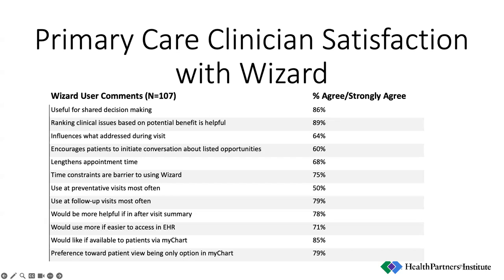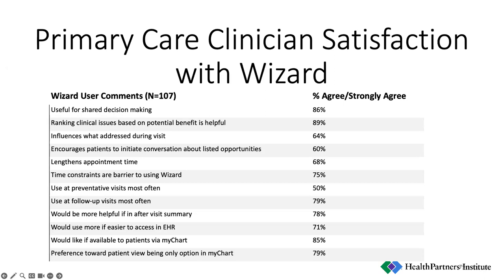And remember that primary care visits are usually not oriented towards cardiovascular risk factor control. Oftentimes the patient's list of items includes things like a rash, a sore knee, the dog died, the granddaughter who's not married is pregnant, stuff like that. It takes your time and uses some of your visit. So trying to get these extra things into the visit is tough. So if 64% of the time clinicians think it influences what gets addressed, that's a very nice number.